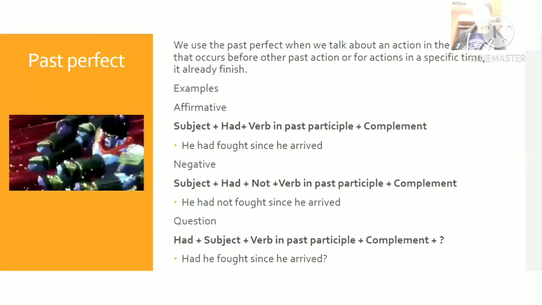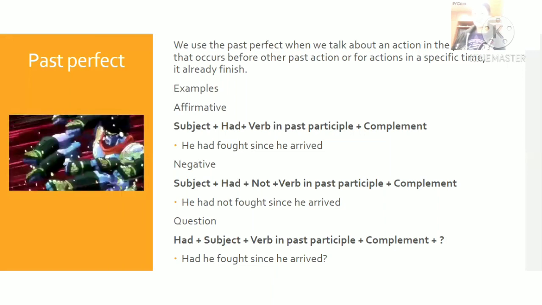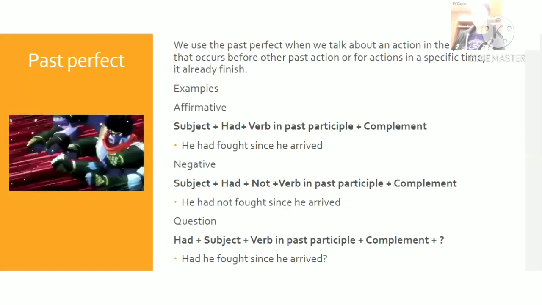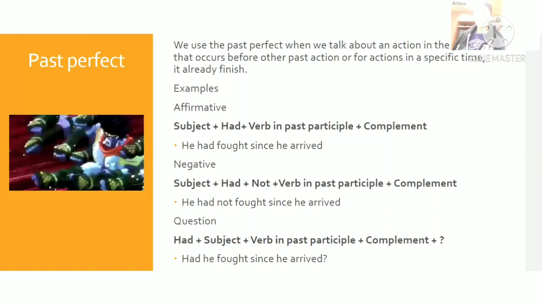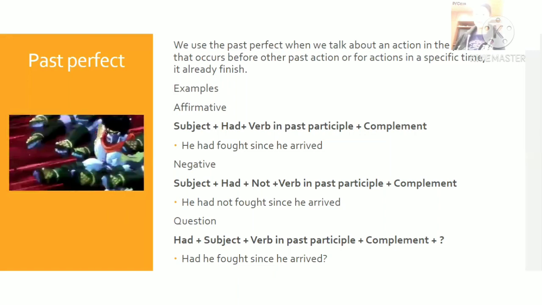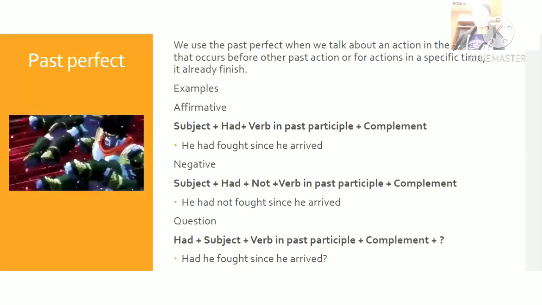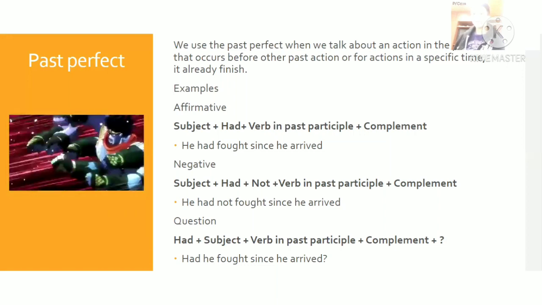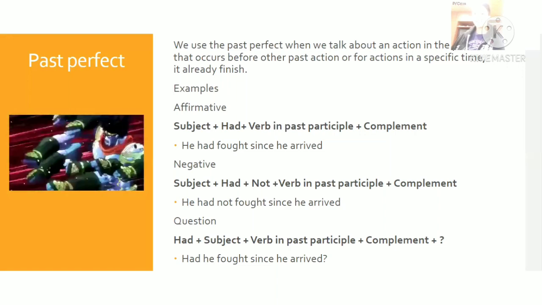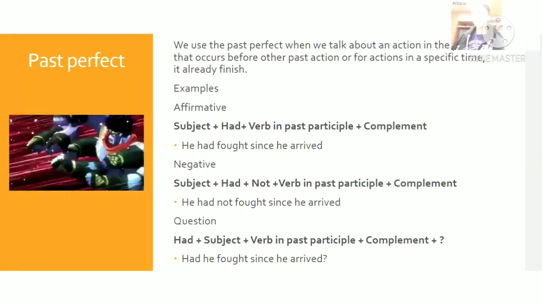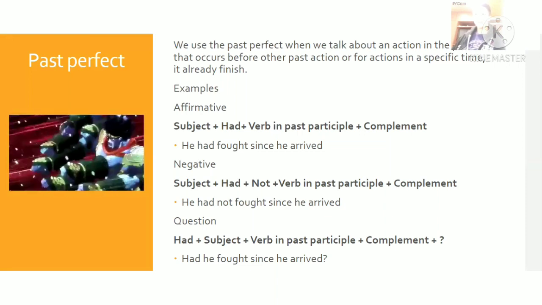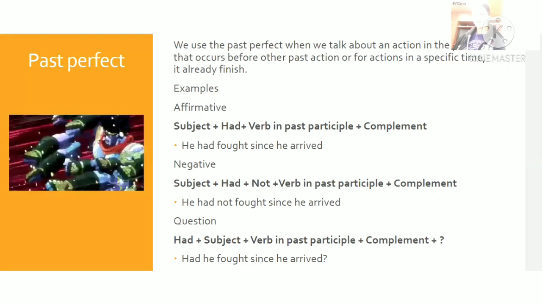In negative form we have subject plus had plus not plus verb in past participle plus complement, or only put not in the middle of had and the verb in past participle. And it is: he had not found since he arrived. In question form we have the verb had, subject, verb in past participle, complement and question mark. The example is: had he found since he arrived?